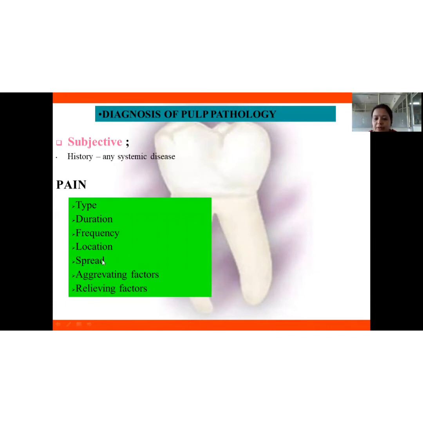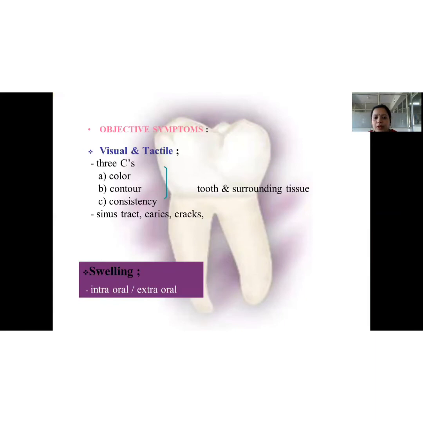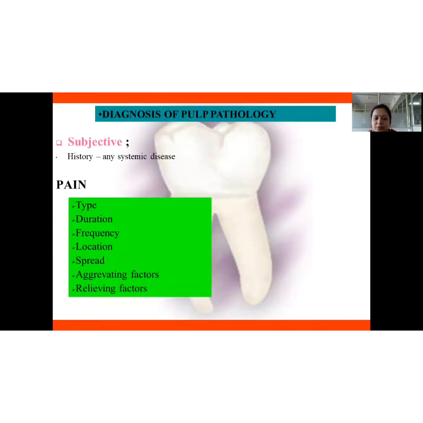If there is referred pain, then the aggravating factors. After eating ice cream the pain is increased, or by a cold drink, or by a hot drink the pain is aggravated. So these are the aggravating factors, and then the relieving factors. See how the pain is being relieved, like by taking medications or by changing posture, whether the pain is relieved or not, or by removal of the stimulus, whether the pain is relieved or not. Now, these are the subjective symptoms.